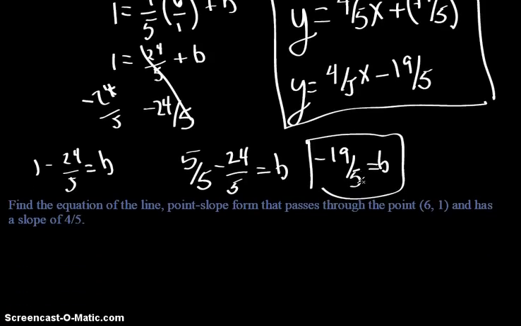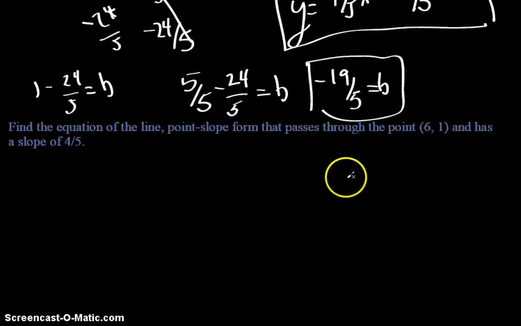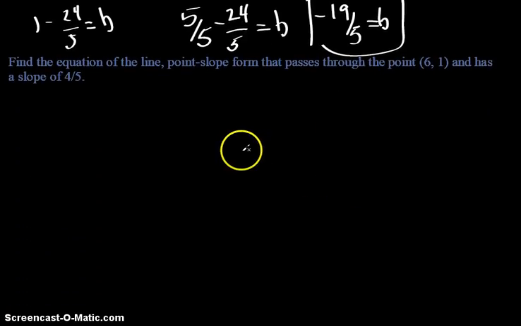So either one of those is fine. All right. We will try another one. This is the last one we're going to try like this. So this one says find the equation of the line. Now it tells us in point slope form. So this is very important. Point slope form. Okay, so this is a little bit different. First thing we have to know is what point slope form is. So through the point 6, 1, and it has a slope of 4/5. Point slope form is actually going to be easier.